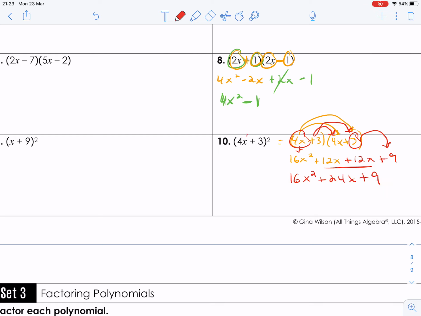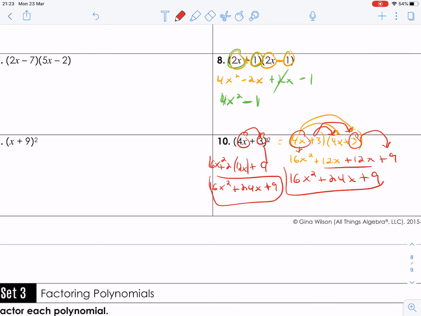So the shortcut is we square the first, we square the last, and then we multiply these together and multiply by 2. So we get 12x times 2. So that gives us 16x squared plus 24x plus 9. Same thing. Just a shortcut.